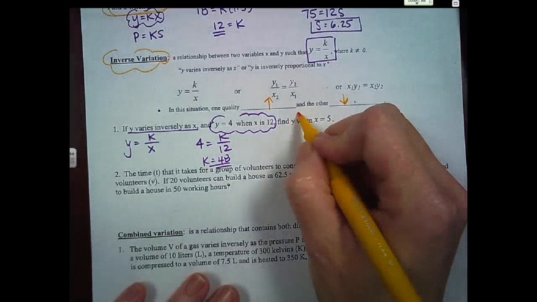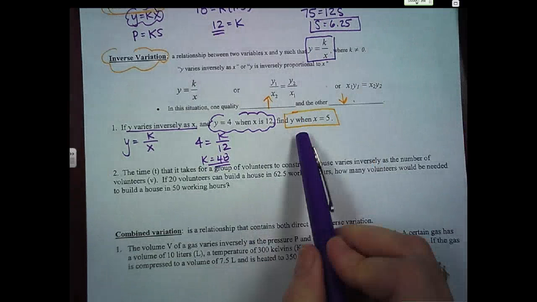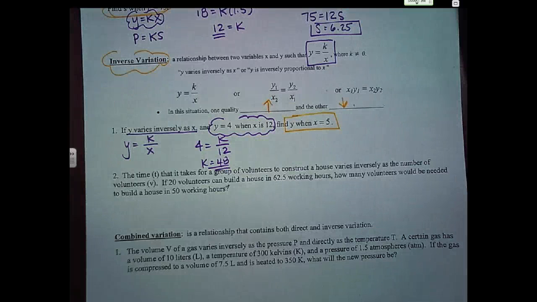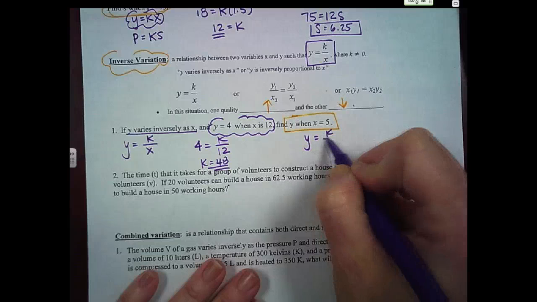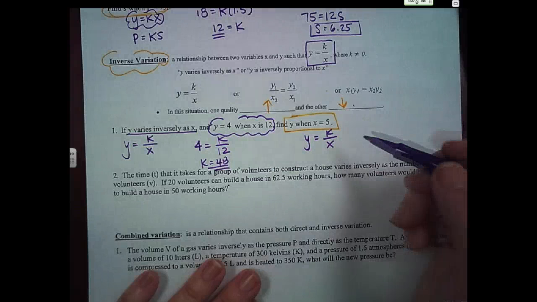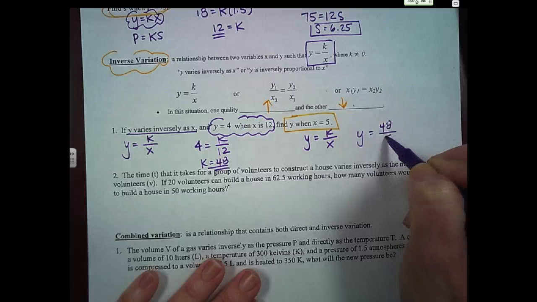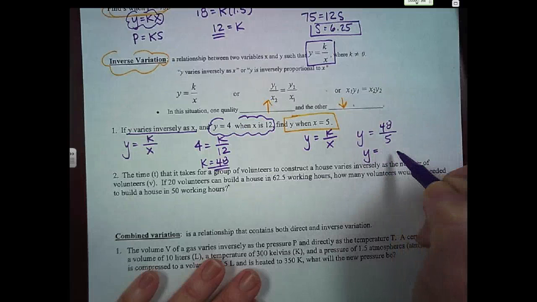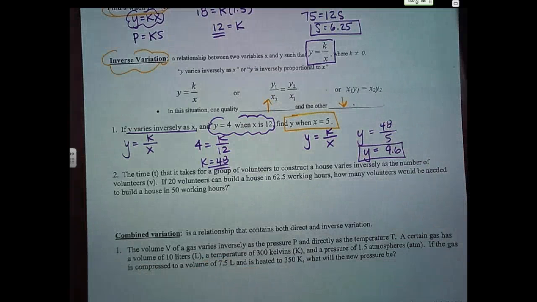Here's the question it asks us. Find y if x is 5. Well, now that I know k, I can do it. My formula was y equals k divided by x because it's inverse or indirect. So I'm going to say y equals 48 divided by 5. So y equals 9.6. All right, now go to the next one, number 2.